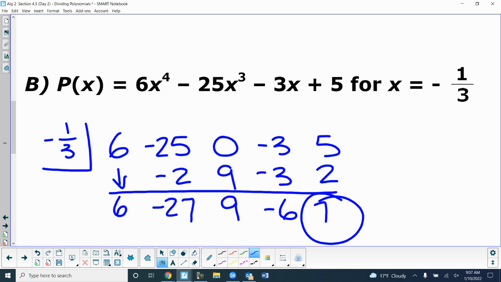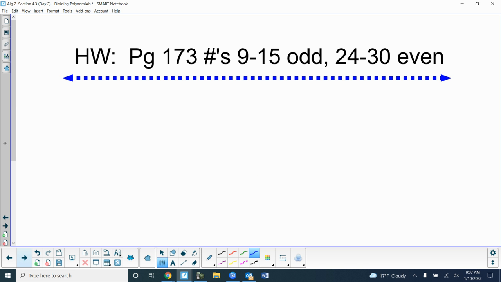All right, that's synthetic substitution, right? All right, there you go. Good job today. That's the last thing we're going over for this quiz. We have a quiz Thursday. Quiz Thursday, sections 4.1, 4.2, and 4.3.